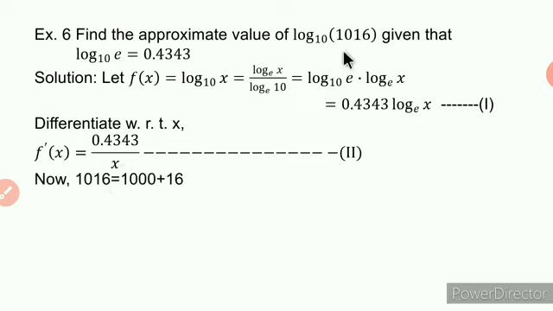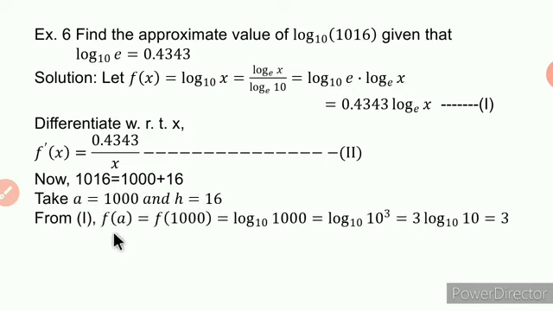Now consider the value 1016. It can be written as 1000 plus 16. So take here a as 1000 and h as 16. So from 1, f of a is equal to f of 1000. We put here the value now. It is log 1000 to the base 10. 1000 means 10 cube. So it is log 10 cube to the base 10.